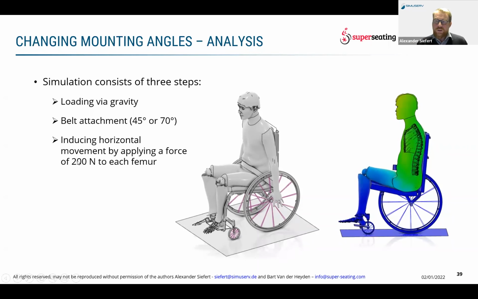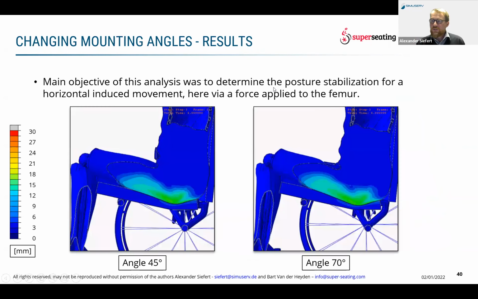We made it a little bit simple. We did not work with muscle tones. We just applied forces on the femur in this direction, and based on that, we see the risk of sliding for the comparison of the two setups. Here is the first setup. What we see is a cross section in the sagittal plane, in the femur region, and in a colorful picture the movement in the X direction, with 45 degrees on the left side and 70 degrees on the right side.